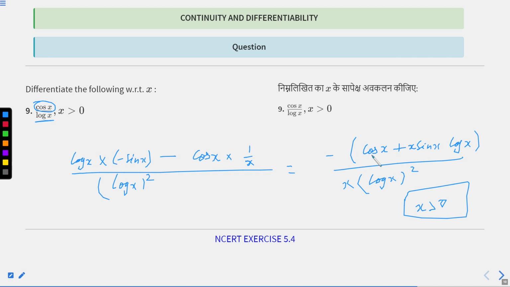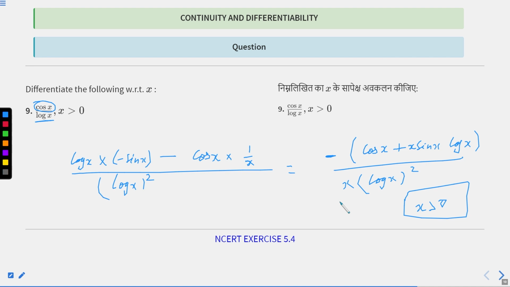So as you can see, x sin x log x plus cos x, the whole multiplied with minus, divided by x log x whole square. So your differentiation for this given ninth problem will be minus in bracket cos x plus x sin x log x divided by x log x whole square. Okay, simple, very easy.